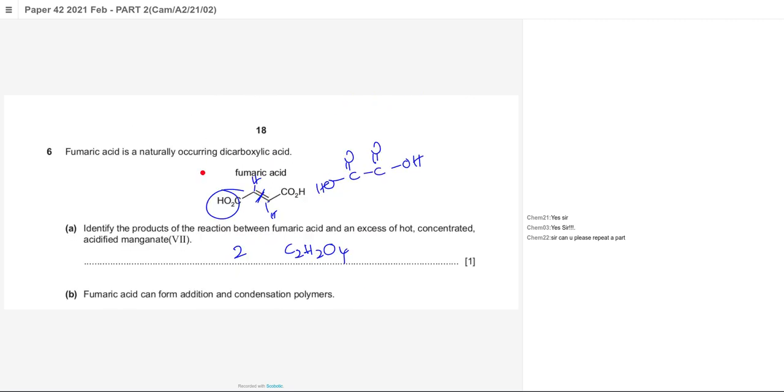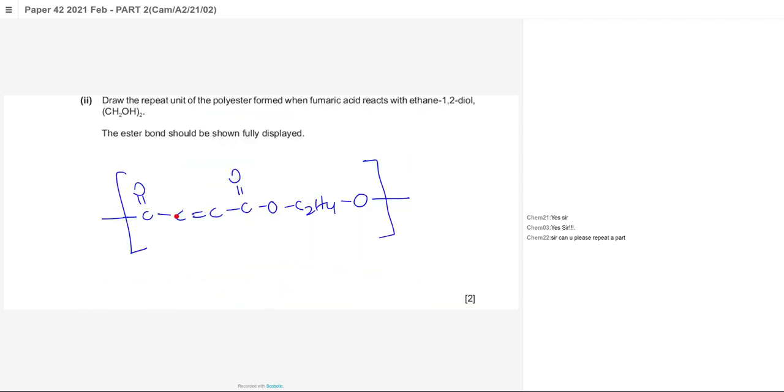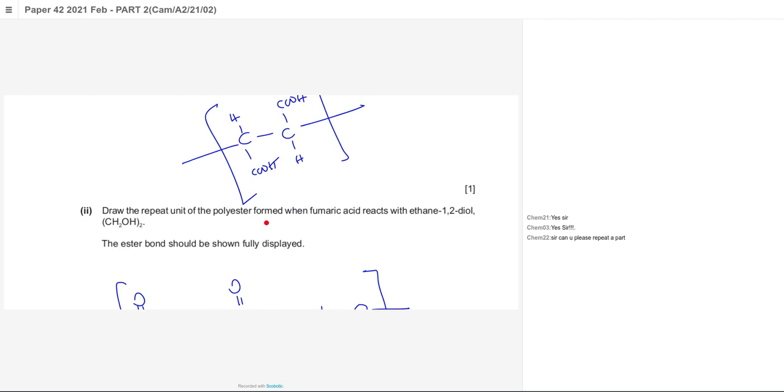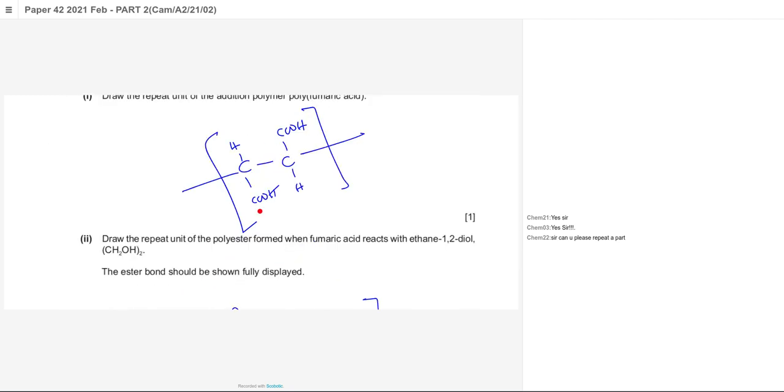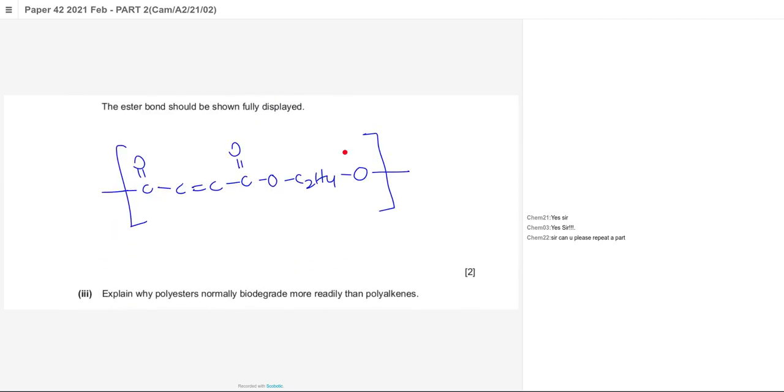Simply break open the pi bond. And here you have the fumaric acid molecule, 2 carboxylic groups, of course 2 hydrogens are missing here. And then the carboxylic end will react with the hydrogen of the OH to form the ester linkage. So it's a polyester. It says the ester bond should be fully displayed, so I have fully displayed the ester linkage.